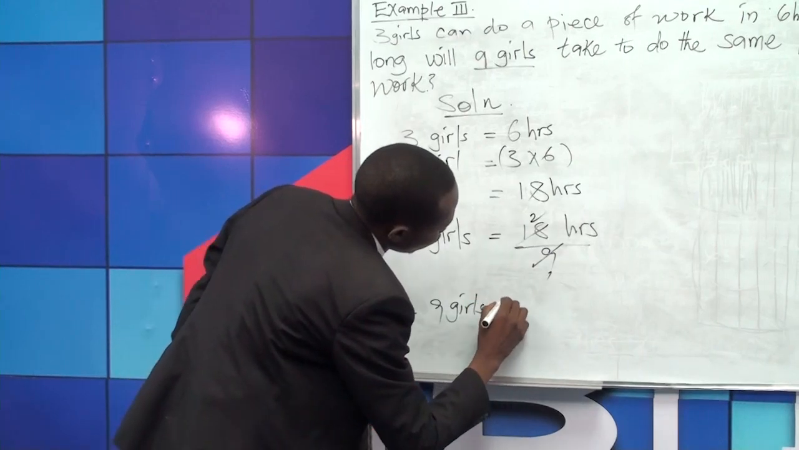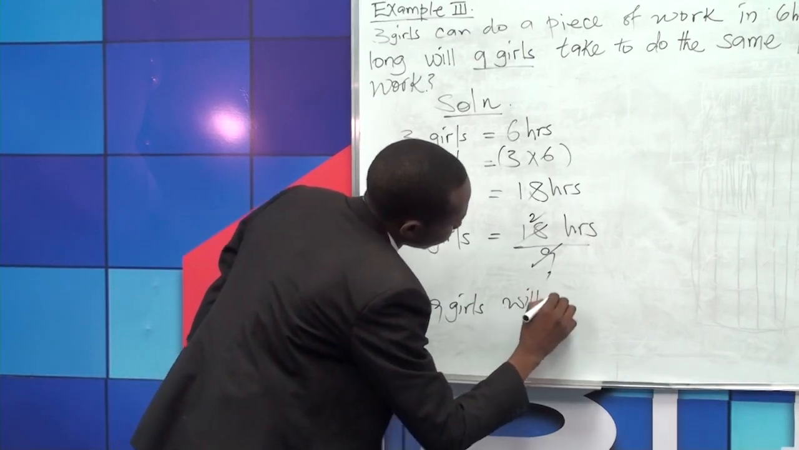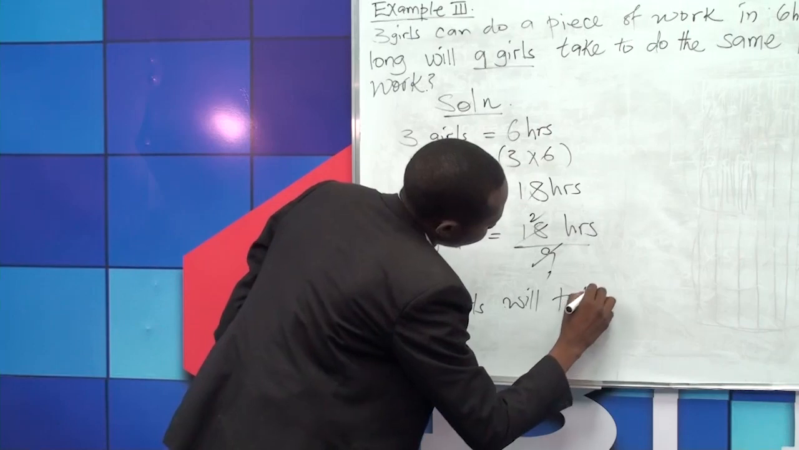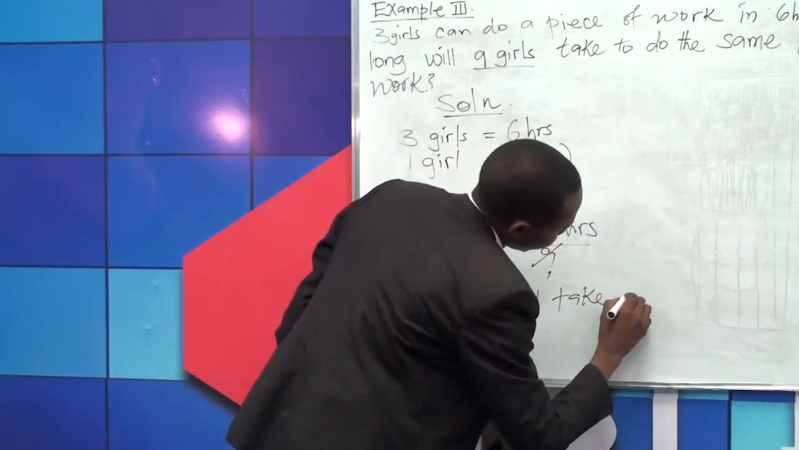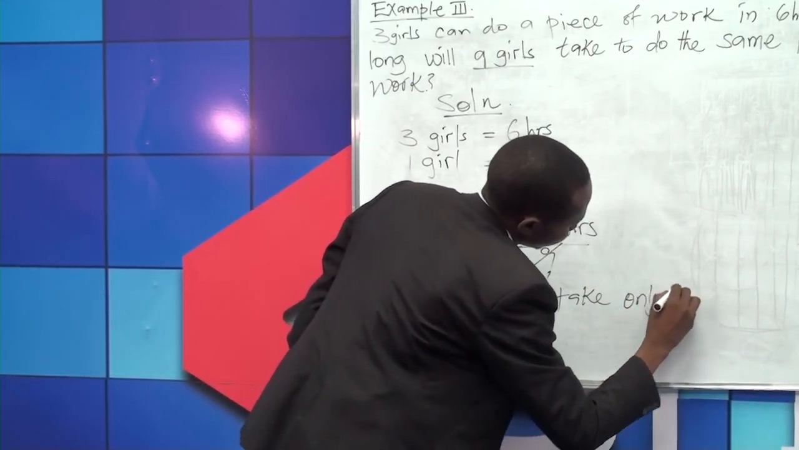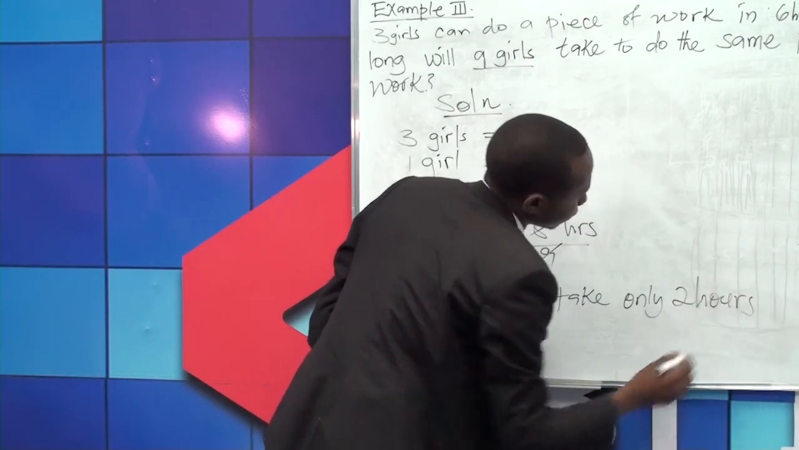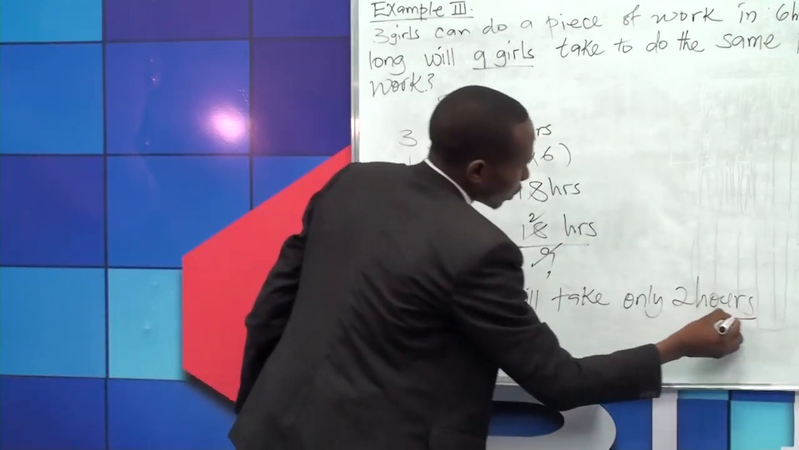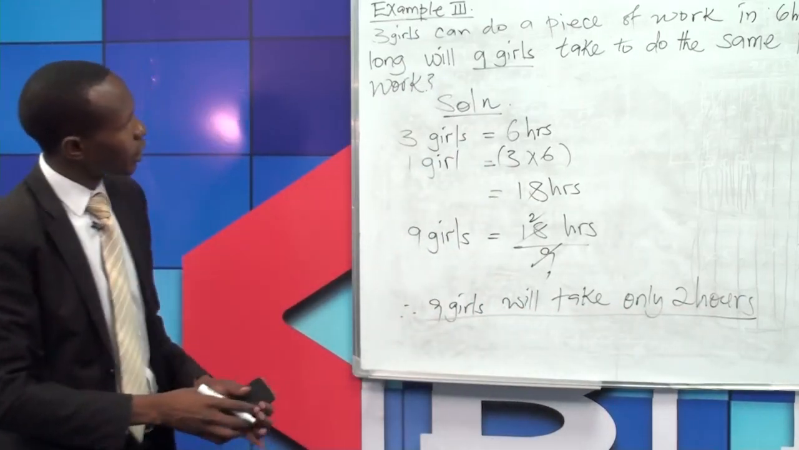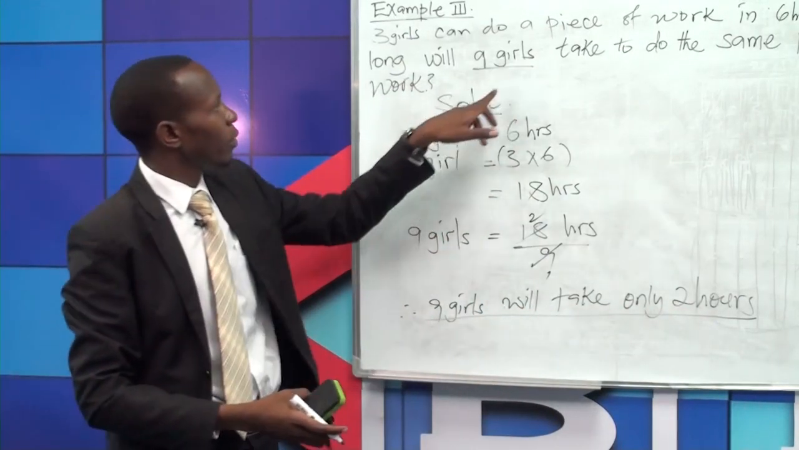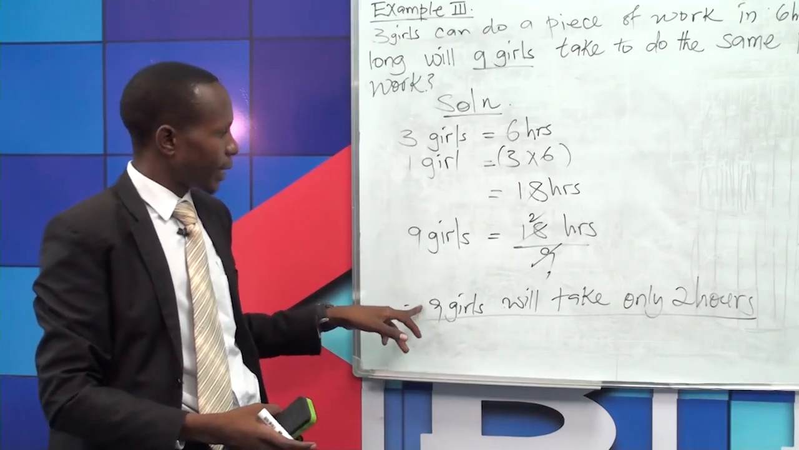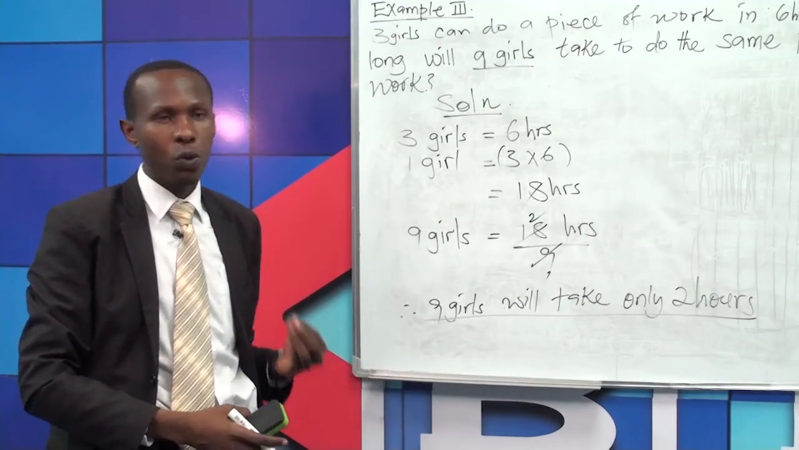Therefore, 9 girls will take only 2 hours. So according to what we have done, according to the steps that we've followed, from here up to here, 9 girls will take 2 hours.